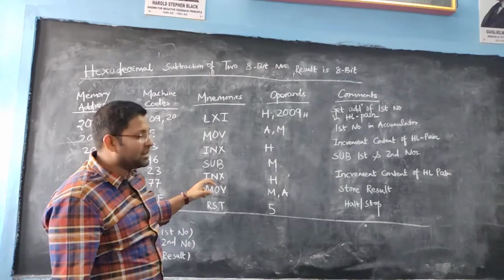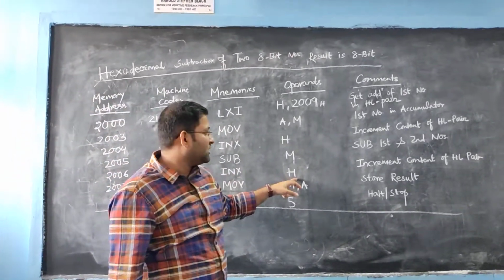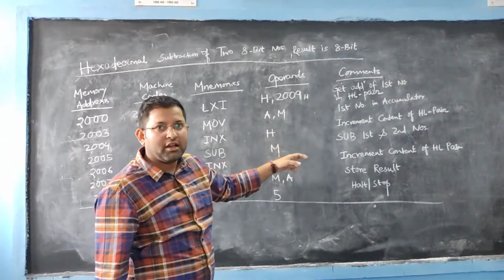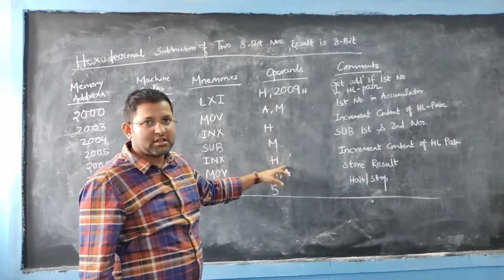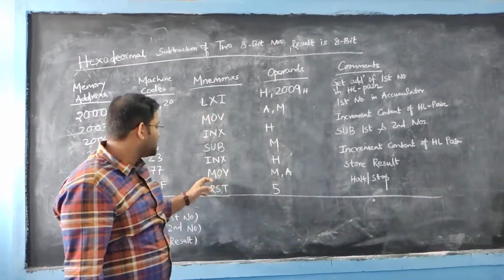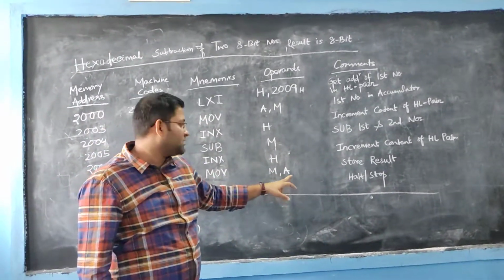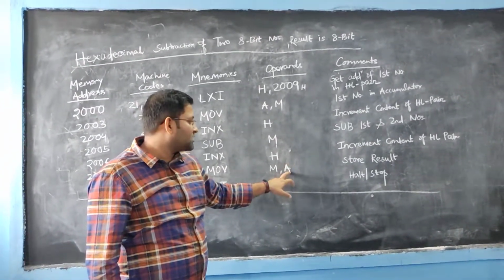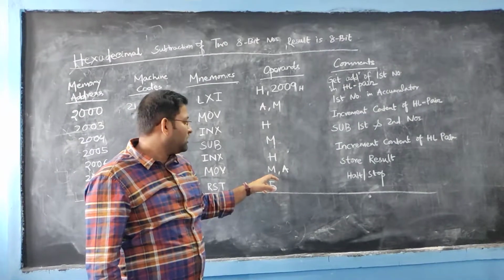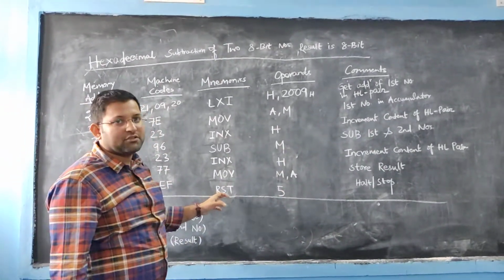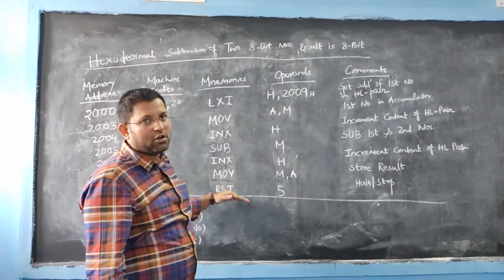Next is your INX H. That means your HL pair content is incremented. Previously the HL pair content was 200A. Now it will be incremented, which means the HL pair content is 200B. Okay. Next is your MOV M,A. That means in accumulator your final subtraction result is there. So that subtraction result will move to the memory, that is 200B. Okay. Next is your RST 5. That means the program will stop or halt.